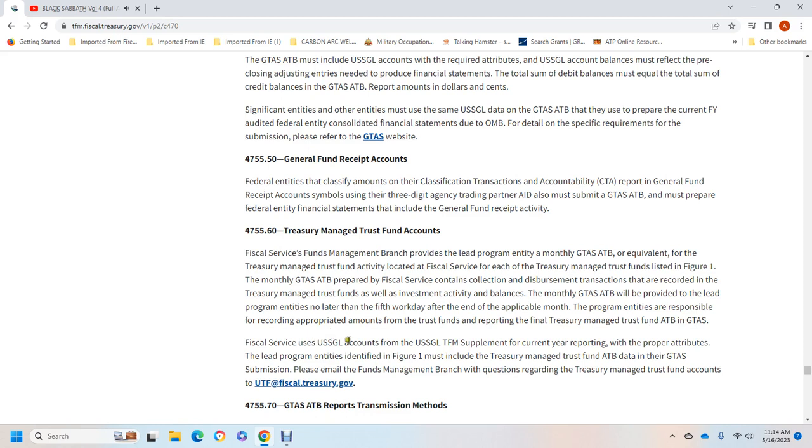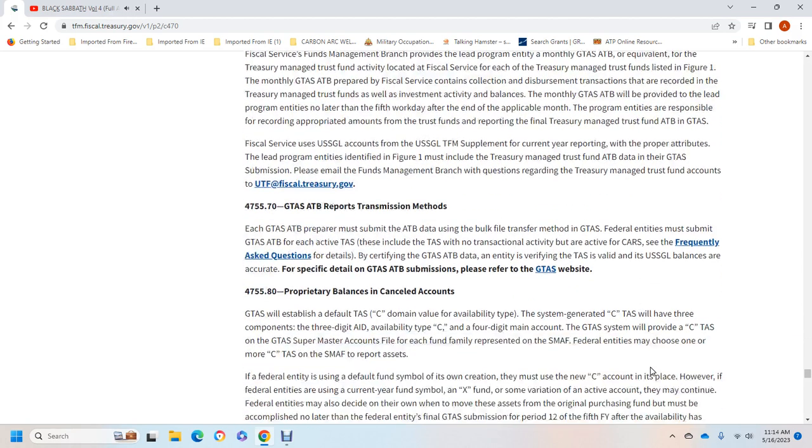First, the United States Standard General Ledger accounts are per the United States Standard General Ledger Treasury Financial Manual supplement for the current year reporting. The proper attributes with the lead program identified in Figure 1 must include the Treasury Managed Trust Fund adjusted trial balance for the data with the government treasury accounting symbol submission. Please email the funds management branch with questions regarding the Treasury Managed Trust Fund accounts.